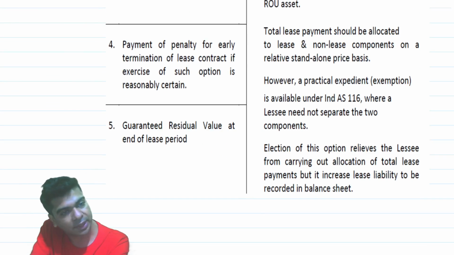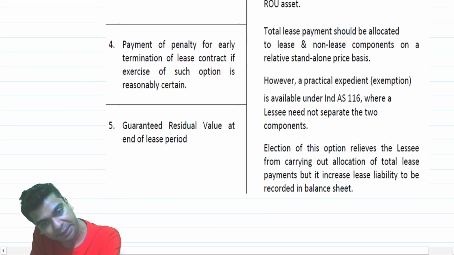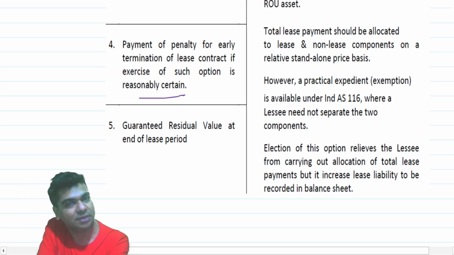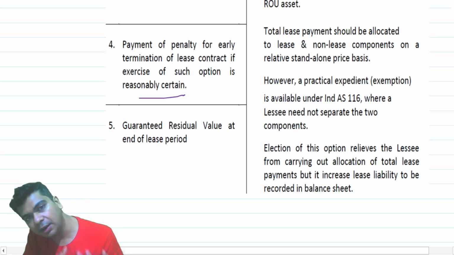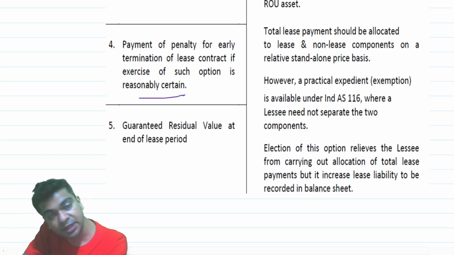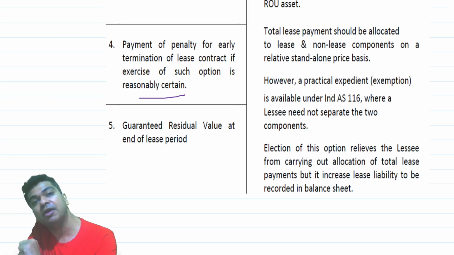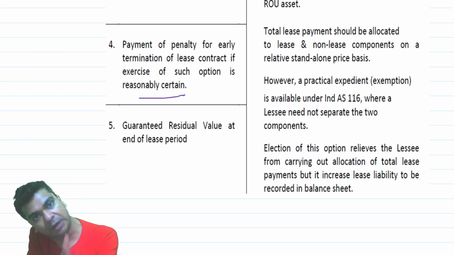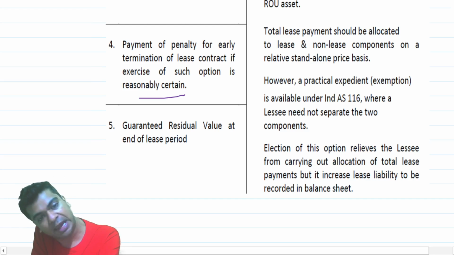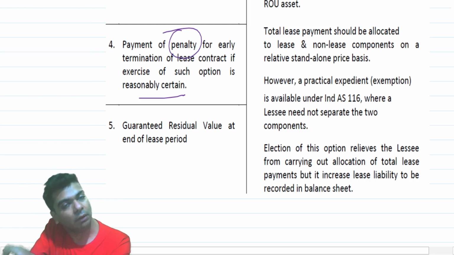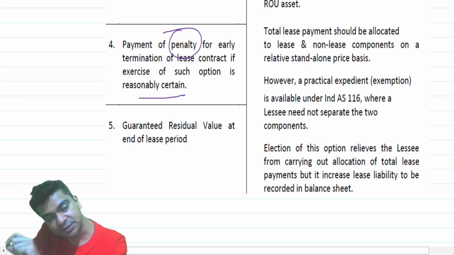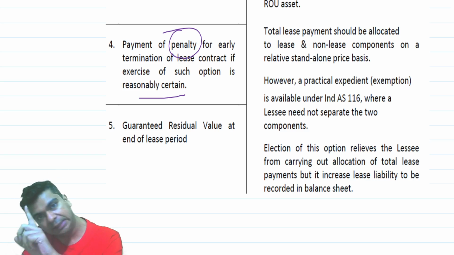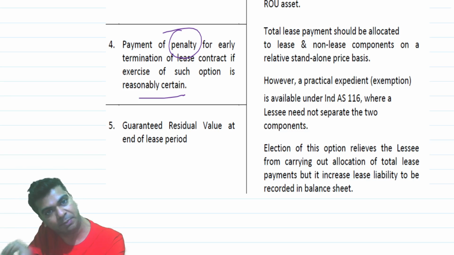Item number 4, they are saying payment of penalty for early termination of lease contract if exercise of such option is reasonably certain. Converse of the earlier item. In the earlier item, we were interested in purchasing that particular asset, so we are ready to pay something extra. We included. Here you are clear that you will terminate, right? You will go for an early termination of the lease contract, and because of which you will have to pay a penalty. You are reasonably certain that you will exercise this option and hence end up paying the penalty. Then the penalty should also be included in the lease payments.